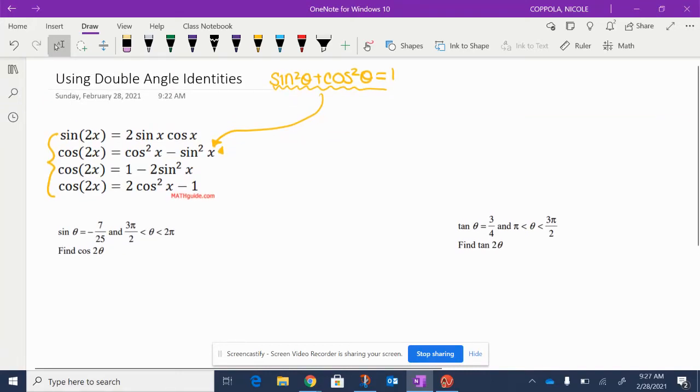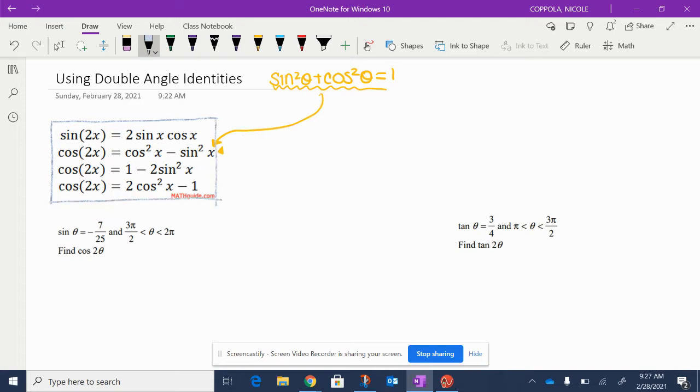Hey guys, so what we're going to do is look at some double angle identities and use these to evaluate problems like the two that are shown below here. These are important for you to note. You'll definitely want to have these down. They are given to you in your IB math reference book, but I would like for you to have them here. So here they are.